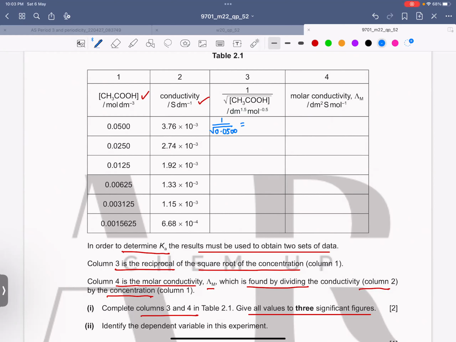Now, for the molar conductivity, they have told you to divide column 2 by the concentration. The units are also helping you out, with mole inverse, so it means that the concentration would be in the denominator. So it would be 3.76 times 10 to the minus 3 over 0.0500. Kindly tell me the answer for the first one.